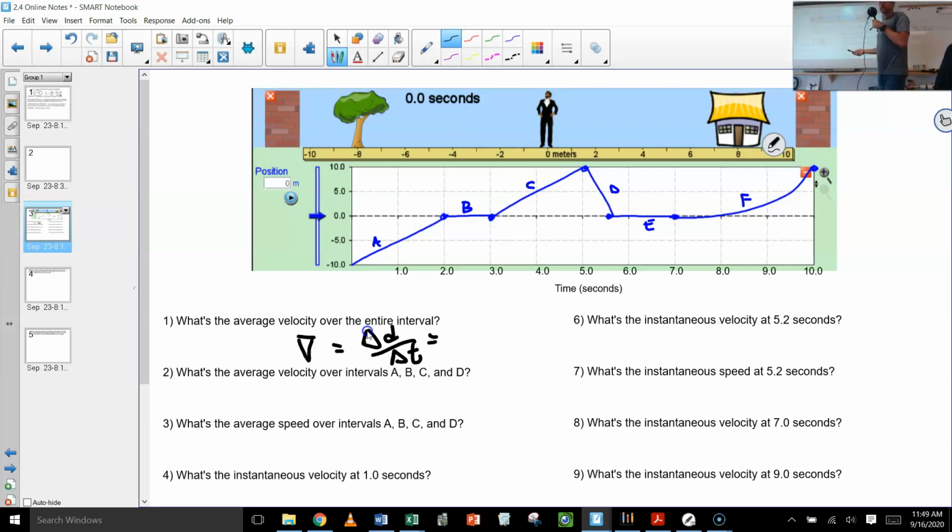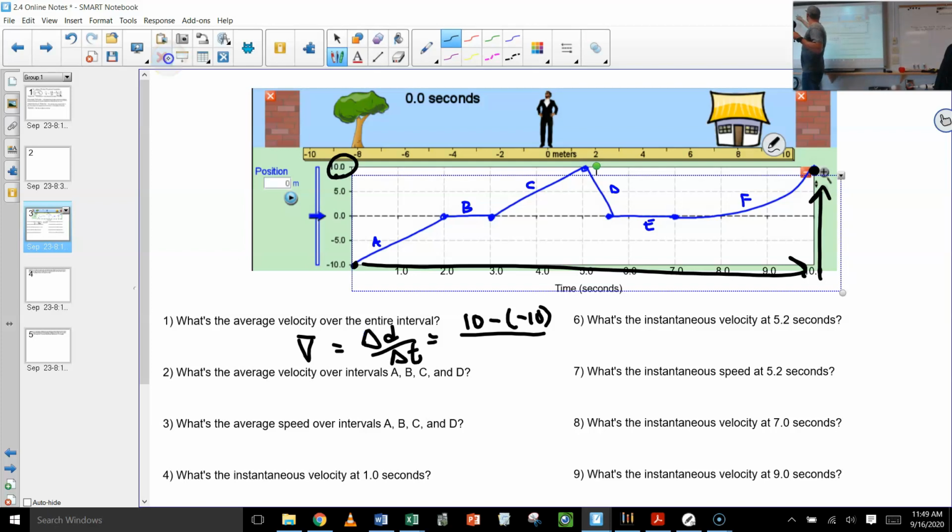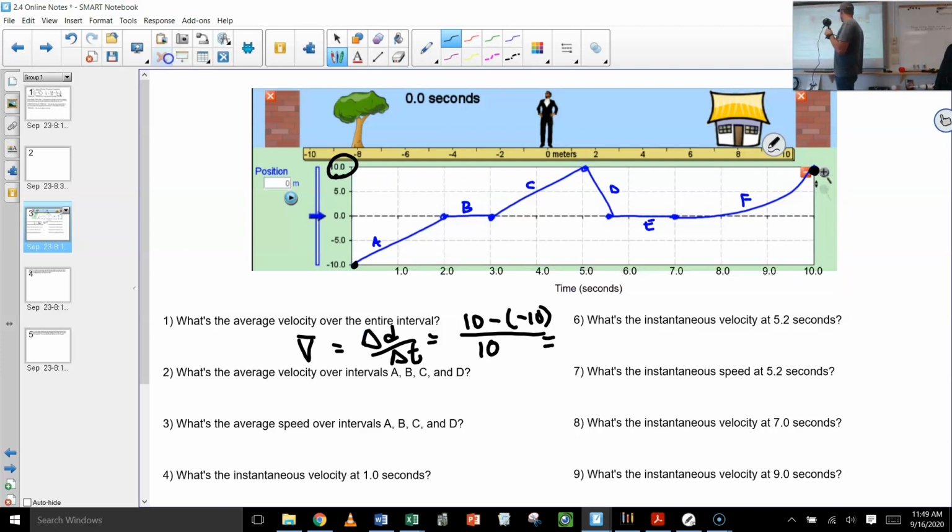So over the entire interval, what's my displacement? Well, it's my final position, right? Now my final position is 10. My initial position was -10. So I moved 20 in the positive direction. That means if I start out here at -10, over the entire interval, I end up moving 20 positive. So that's why this ends up being a positive 20. And then the time it took me, 10 seconds. Or my final time, which is 10, and my initial time, which is 0. So 20 divided by 10 is 2. So my average velocity over this entire thing is 2 meters per second.